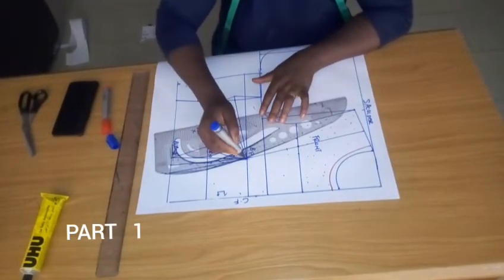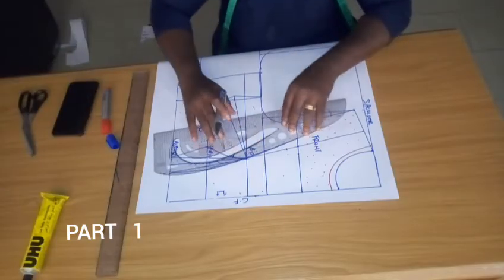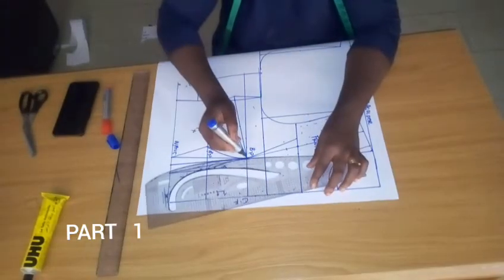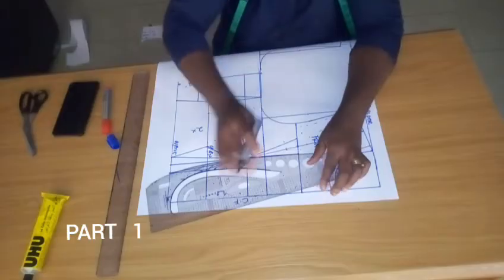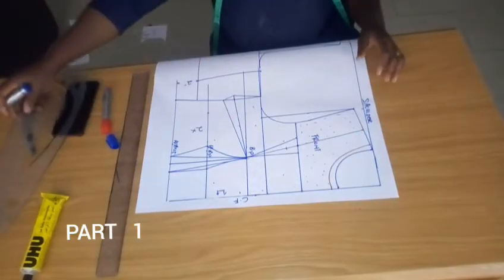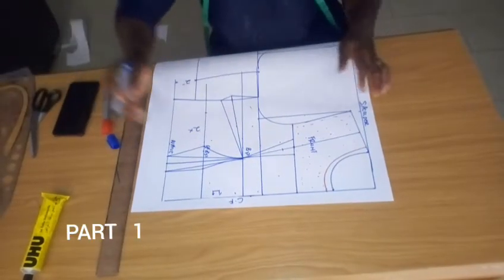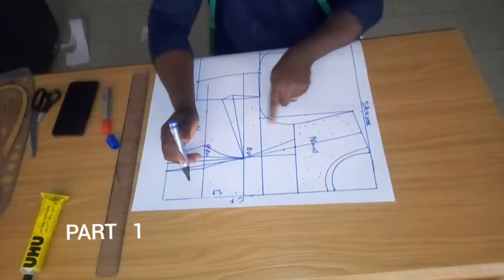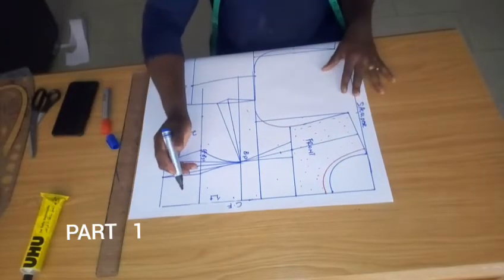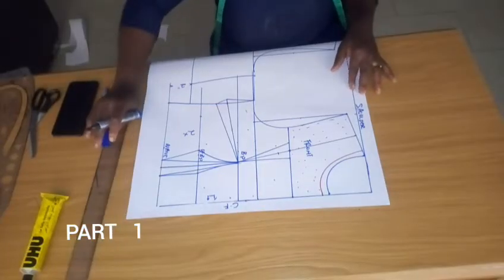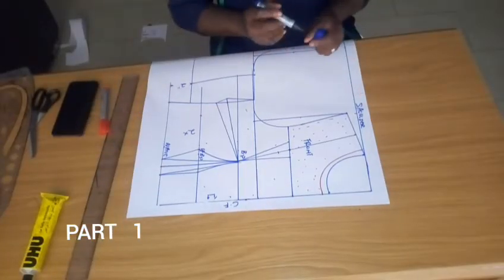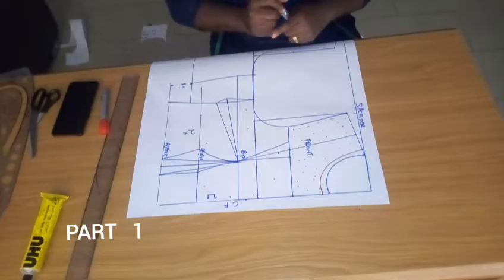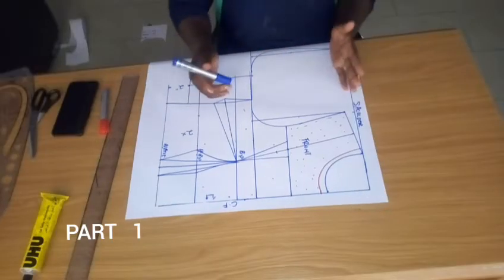I connect back to the bust point like this, and I flip my ruler back to the bust point like this. So that is it. Everything is going to be taken like this. Okay, I want you to note right now, this is the particular dress that gives us the opportunity to replace our darts. You can see the yoke.